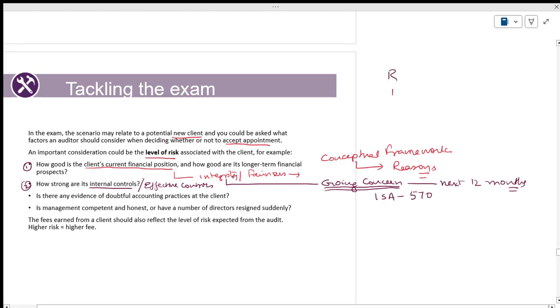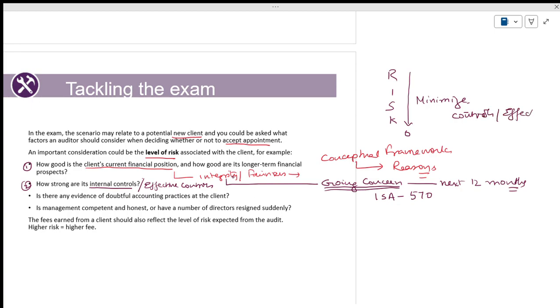This is part of risk. Nobody is going to say that we are going to make risk zero. It is impossible, not just difficult. The only thing we do is minimize the risk. By having controls, and if controls are effective, there is definitely a possibility that we can minimize the risk. Is there any evidence of doubtful accounting practices by the client?